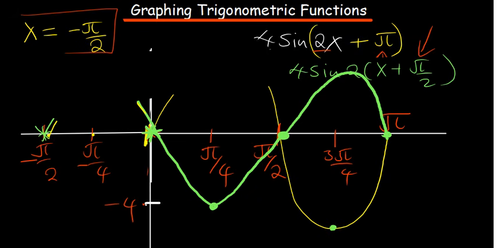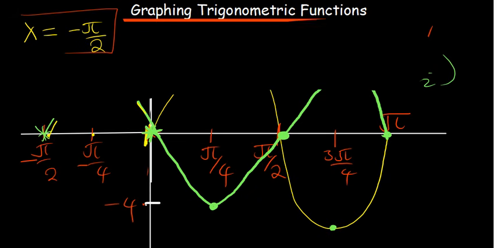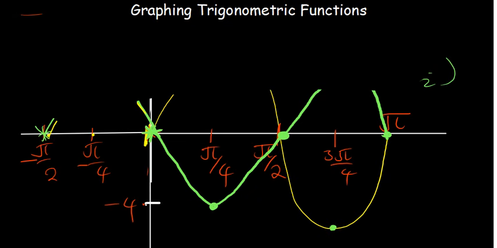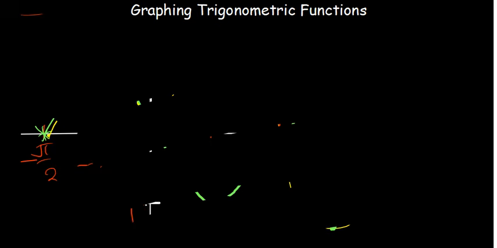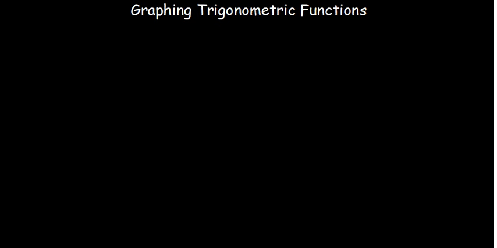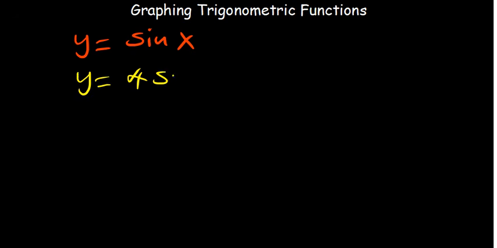Okay, so we now understand the effect of the phase shift on graphs. Now we also need to understand the effect of the vertical shift. Okay, so going back to the basic form of our equation, where we said y is equal to sine x. This was the basic form of the equation. From there we had to understand the effect of the amplitude, where we said this is going to be 4 sine of what? 4 sine x.